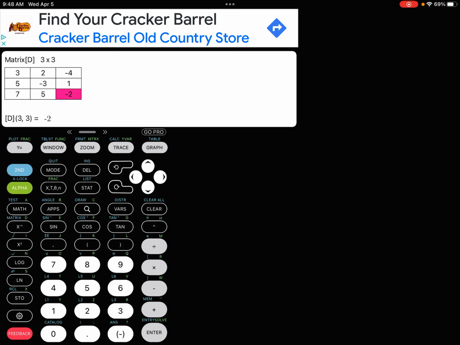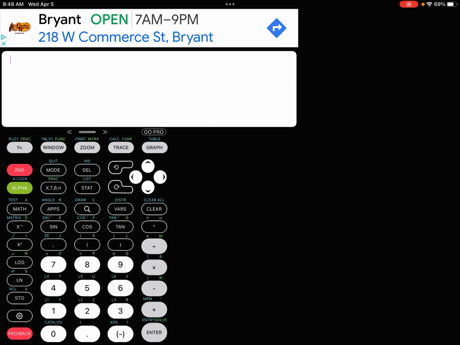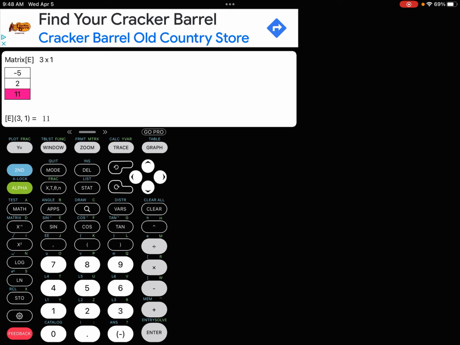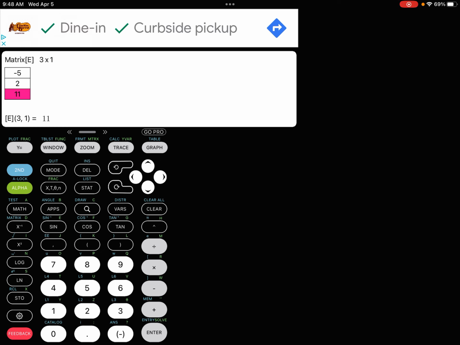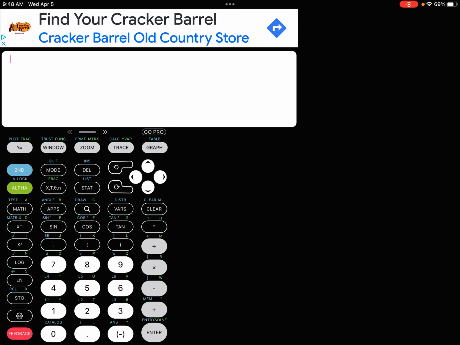Okay, so 3, 2, negative 4, there it is. Now let me quit out of that and go into the other one. 3, 1. Okay, 3, 1 there. Negative 5, 2, 11. So remember, this was D and E. So I'm going to do D inverse E. And I get 1, 2, 3. You can see the solution there. Yeah, that's it.